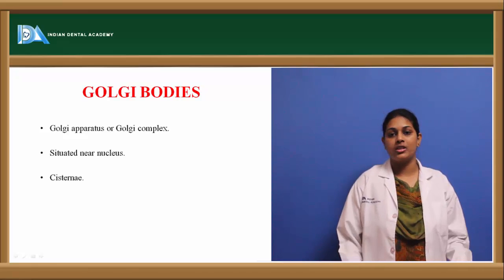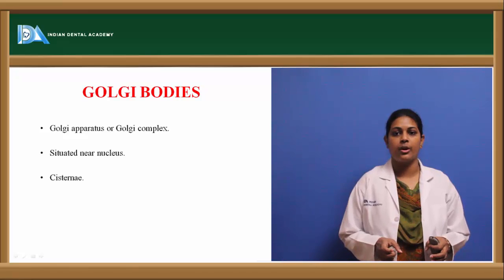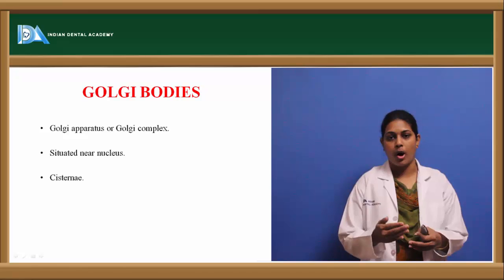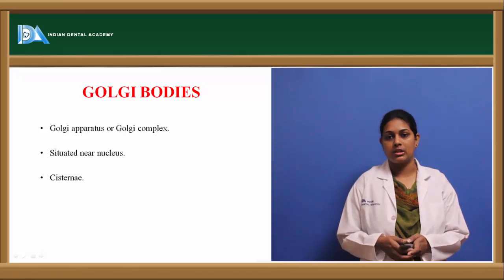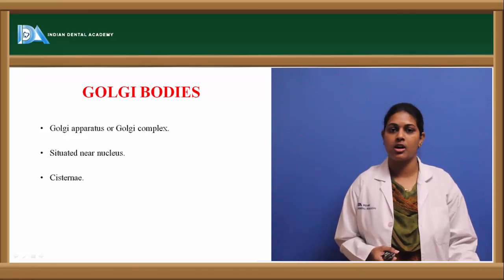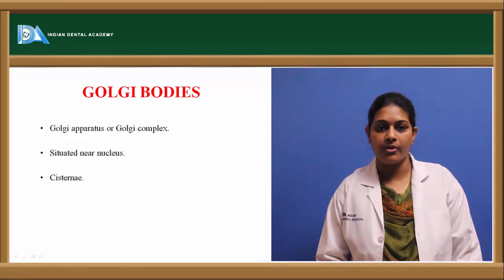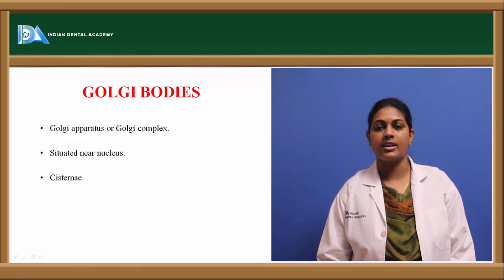It is a structure that shows flattened sac-like structures which are arranged in a proper sequence. So it gives the appearance of cisternae. The singular form of a sac is known as cisterna, and the plural, multiple sacs, is known as cisternae.